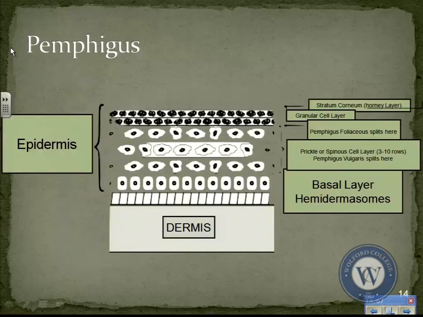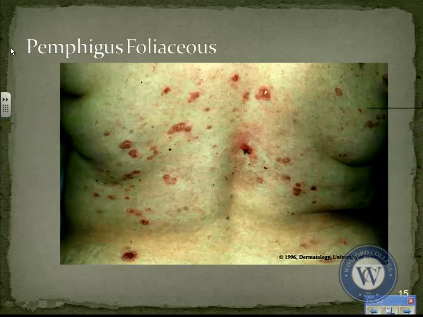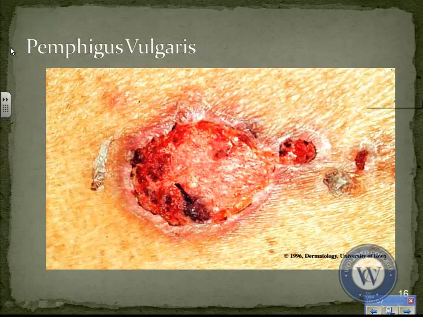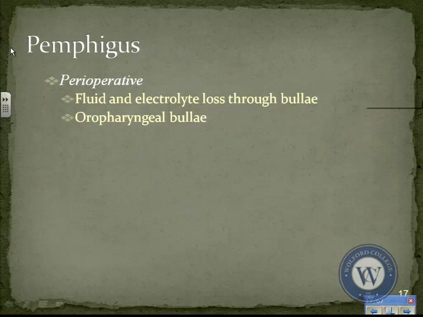What pemphigus looks like is that it attacks down here, the dermal layer, depending on which one you're looking at. Pemphigus foliaceus splits here, the upper layer, and if you look at the vulgaris, it splits down lower. It's much more severe. This is foliaceus, and you can see it's at the hair area. That's where the hair would normally come out. That's where it splits. This is the vulgaris, much deeper. Perioperatively, you've got to look for fluid and electrolyte loss through the bullae, especially the vulgaris. Oropharyngeal bullae can also develop on you, so you've got to be careful.